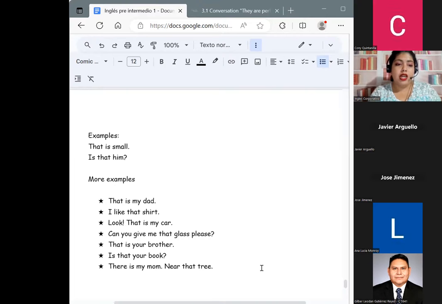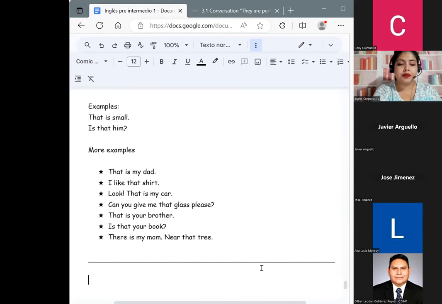So in this case, we have some short examples related to the use of this word. Now, we are going to see the word number three. And we are talking about these. So in this case, we are going to begin with plural words. This one is used to refer to more than one object which is near the speaker. Aquí vamos a hablar de una o más cosas que están cerca de nosotros. Entonces, empezamos a hablar de los plurales, pero que siguen estando en el mismo espacio en el que estoy yo.